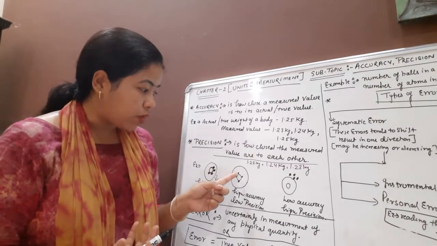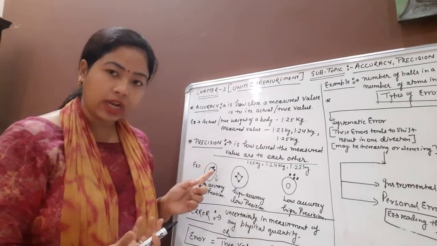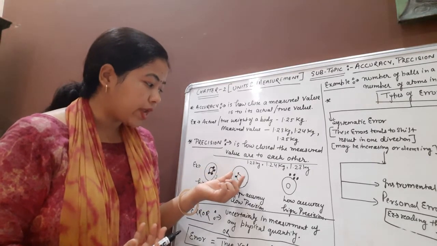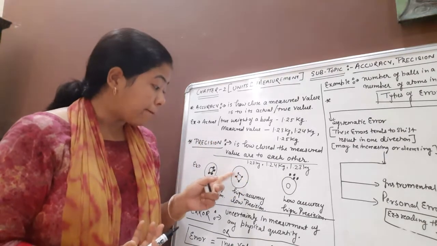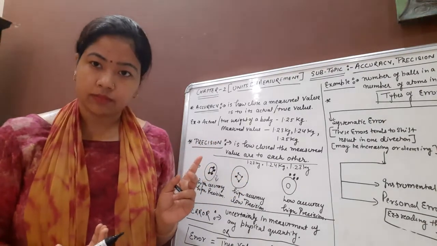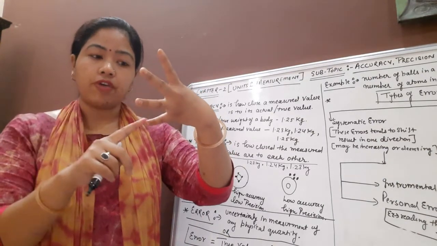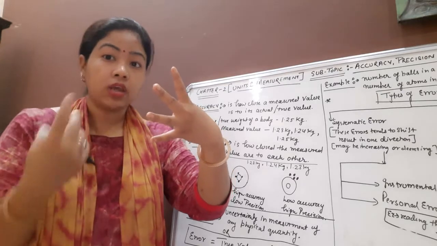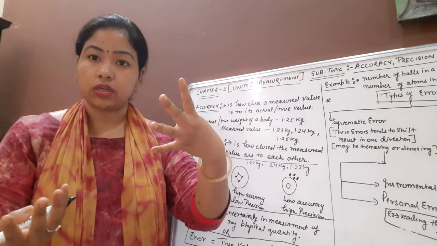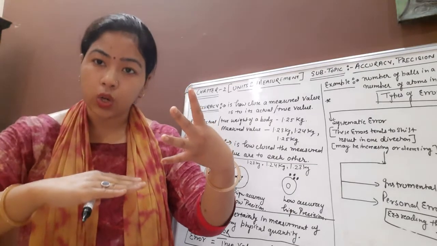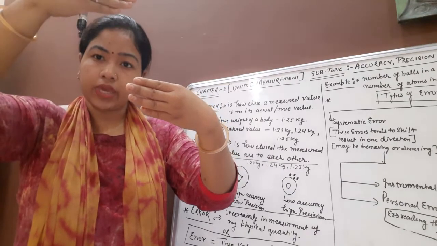Now we will compare these four dotted points, which represent the four measurements done by us. If we compare them with the very first diagram, these four dotted points are far away from each other. Now all four measurements are far away from each other. When the measured values are not close to each other, then precision will be low. If they are very close to each other, then precision will be high.